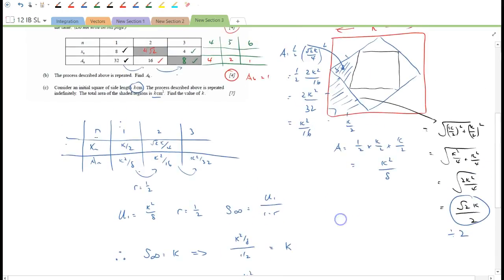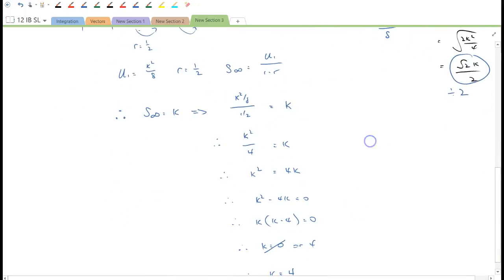That is my solution, and that completes the paper. I hope that's been of some use to you.